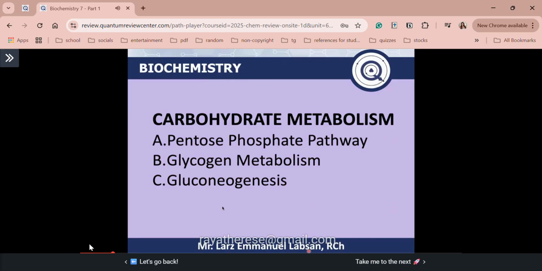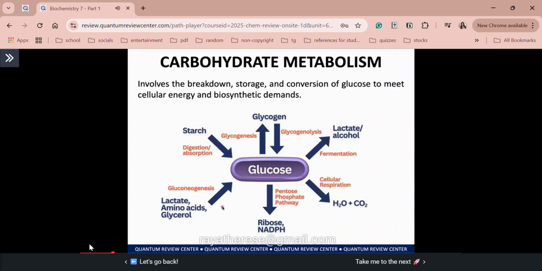pathways. Okay, so class, as an overview, here are our relevant reactions or pathways in carbohydrate metabolism. So recall, for carbohydrate metabolism, this involves, first one, your breakdown, okay? Catabolic reactions, storage, so meaning this is building up of your macromolecules such as your polysaccharides, so this is anabolic, diba? And conversion of glucose to meet cellular energy and biosynthetic demand. So of course, we still have the discussion of bioenergetics in this topic. O diba, ang main character natin for carbs is glucose. Remember, glucose is a monosaccharide that is an aldohexose.